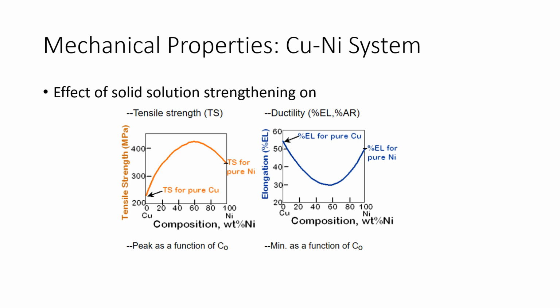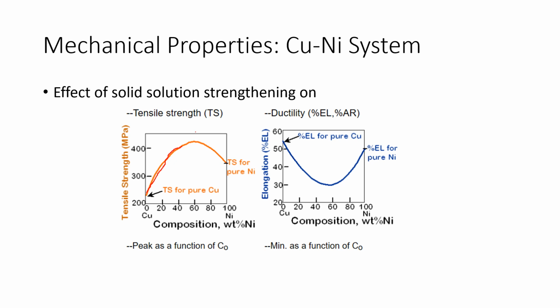Mechanical properties of the copper-nickel system. Over here we study two plots for tensile strength versus ductility, or elongation. For the copper-nickel system, we add further nickel to the alloy by composition and study how the mechanical behavior changes. In the first plot, tensile strength versus composition is plotted, while in the second one, elongation versus composition in weight percent of nickel is plotted.